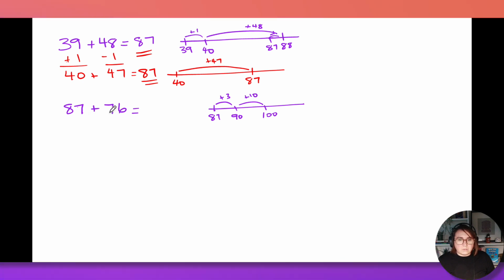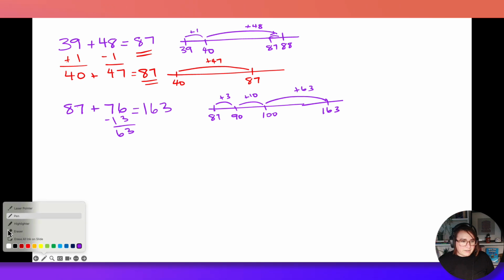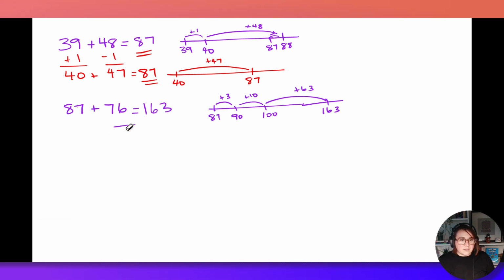And now, where am I at here? Now I need to take 13 away from here. 76 minus 13 is 63. So I'm going to add 63. And 163 is 163. Are we cool with that? I mean, that's a bit of a clunky strategy, right? In this case, it's not the most efficient one.